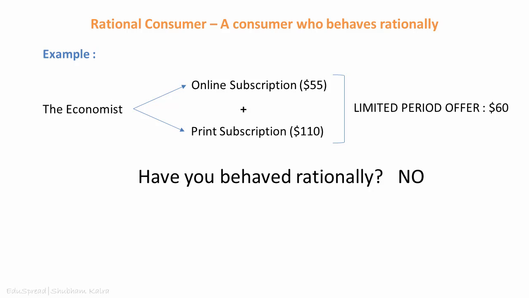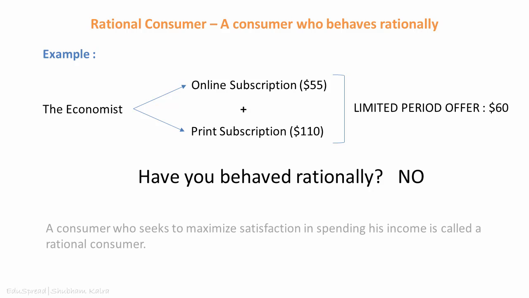This happens with almost all of us, and this is because our decision making is affected by emotional and psychological factors as well. So to summarize this discussion, we can say that when we talk about making purchasing decisions, a rational consumer is a consumer who seeks to maximize the benefit in spending his money or income. Understanding this concept is important because the study of consumer behavior is the study of rational consumer. So throughout this course, we will assume that consumers are rational in their decision making.